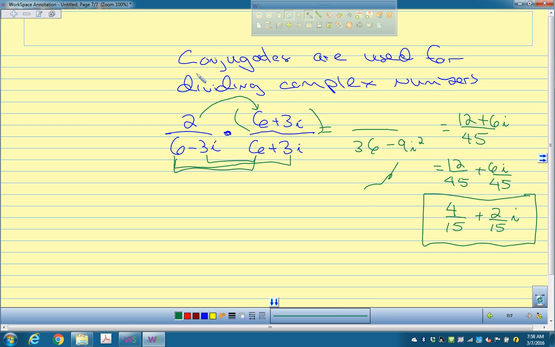Okay? And even though it says divide the complex numbers, you're really multiplying by the conjugate. That's what you're doing. Because having an i in the denominator is not really good. You don't want to have that.